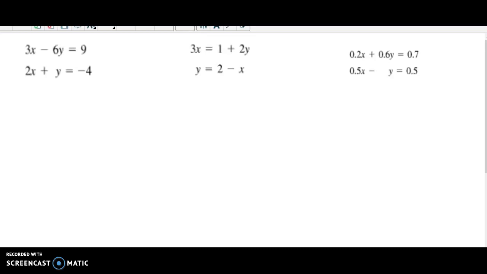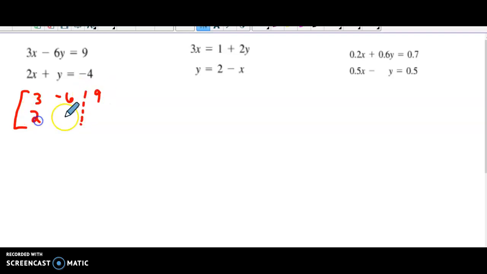Okay, gang. So we are going to practice these row operations on little 2x2s. Well, 2x2 augmented matrices. Maybe you'll see how these row operations are beneficial. So we start by writing a matrix: 3, -6, 9, 2, 1, -4. Remember now, the order is important.